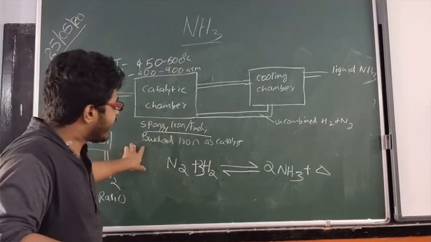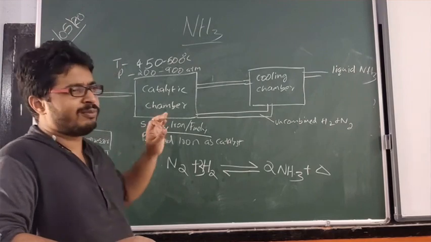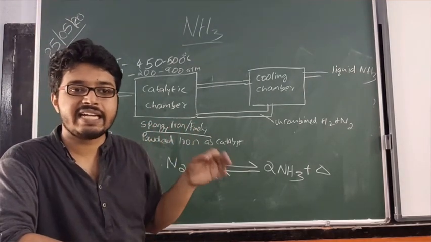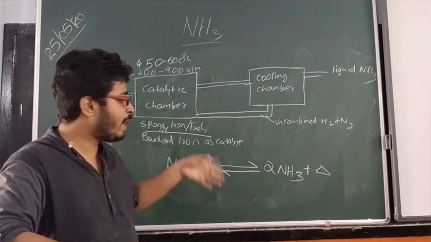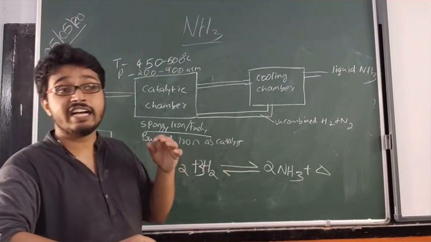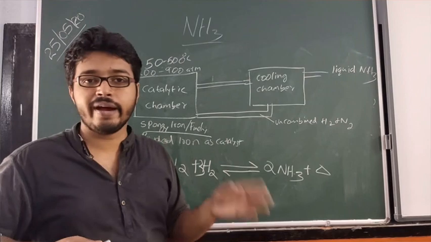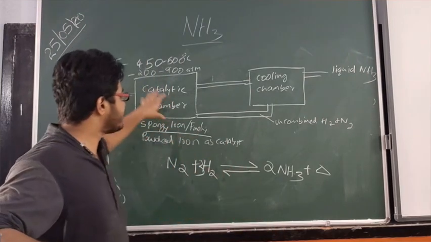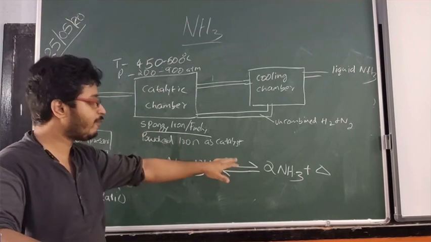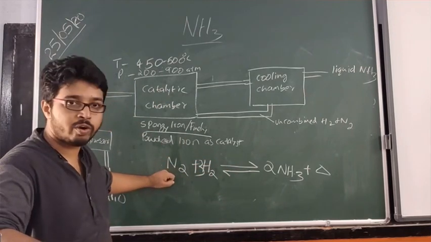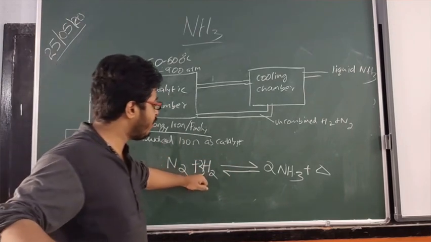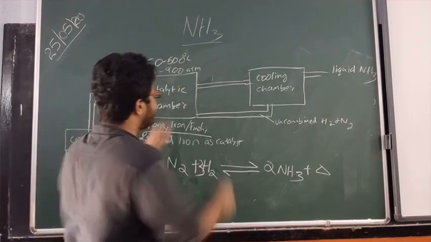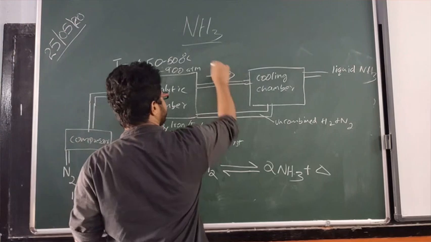Now, inside the catalytic chamber, a certain amount of nitrogen and hydrogen is reacting with each other to form ammonia. It is not like 100% of the N2 and H2 is converted into ammonia. So there will be some left over: some amount of NH3, some amount of nitrogen, and some amount of hydrogen. All these three gases are being transferred.